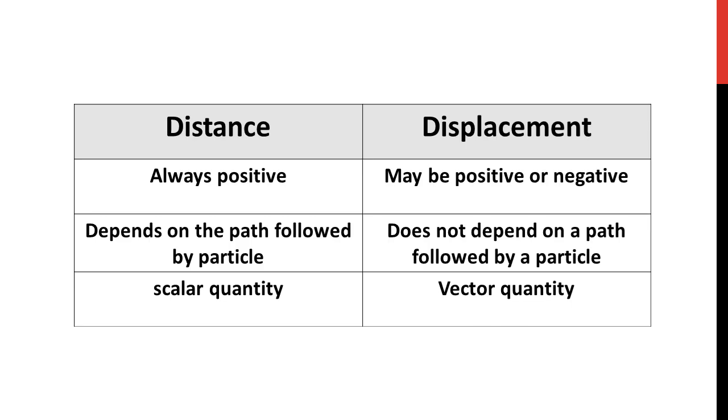Distance depends on the path followed by a particle. As I said, it considers the path in which the object has traveled, whereas displacement does not depend on the path followed by a particle. So as I said, distance is a scalar quantity. It measures only the magnitude, whereas displacement is a vector quantity which measures both direction and magnitude.